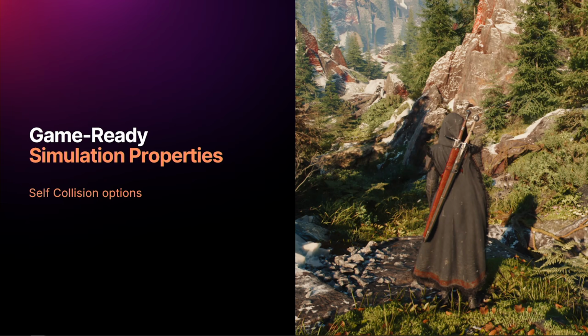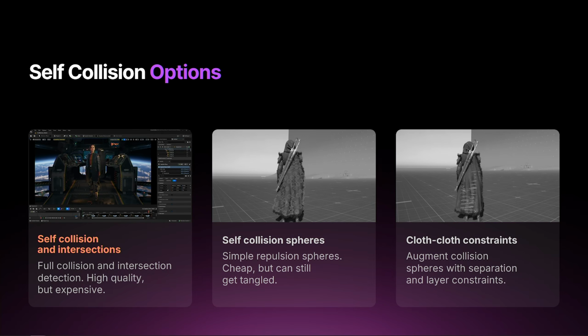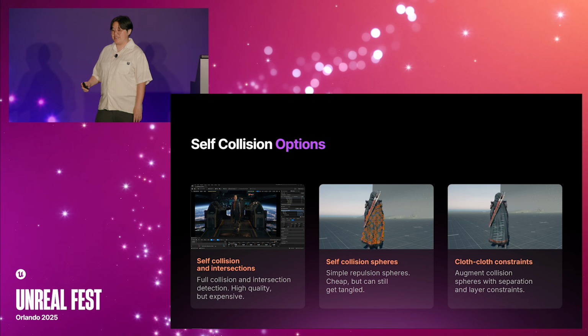So the final simulation property choice I wanted to talk about is our self-collision options. The most expensive option is the full self-collisions with self-intersection detection. This is all the bells and whistles with per vertex thickness, full layering, and intersection resolution. But it can be very expensive, and it would have completely blown up our sub-millisecond budget. For this reason, we have a much cheaper option, self-collision sphere repulsions. The simple repulsion spheres are cheap to calculate, but they don't know how to untangle the cloth if they all pass through each other. This is where our new cloth-cloth constraints can come in handy.